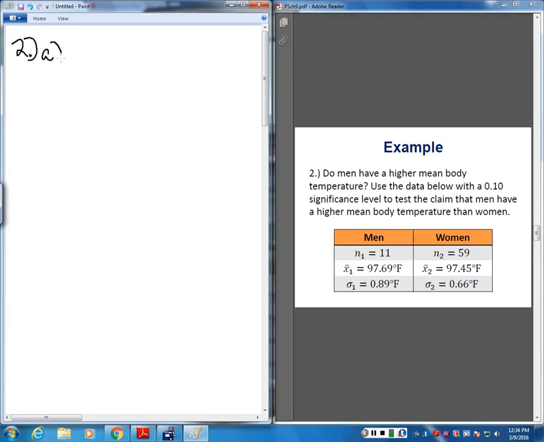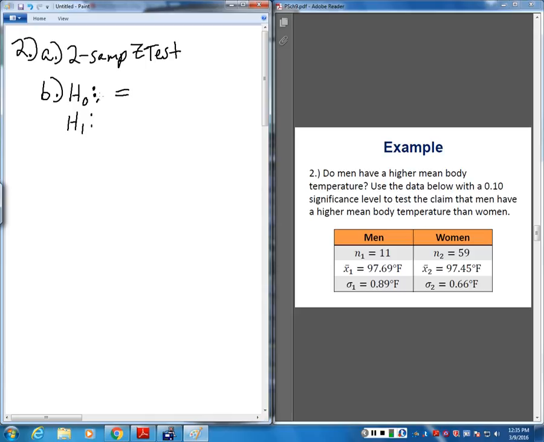So the first step of this hypothesis test is to determine the type of test used. As mentioned, that's a two-sample z-test. The next step is to set up the hypotheses. I'll have the null hypothesis and the alternative. The null hypothesis uses an equal sign. We'll let the men be the sub 1s. We'll let the women be the sub 2s.